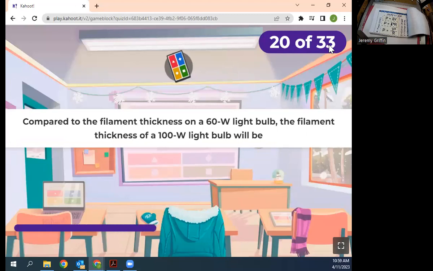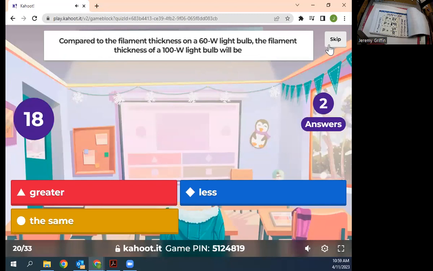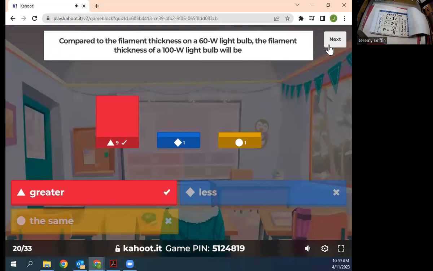Compared to the filament thickness of a 60-watt light bulb, the filament thickness of a 100-watt light bulb. Yeah, the thickness would be greater. If it's greater thickness, that's less resistance. So, oh okay, almost everybody got that, which is awesome.